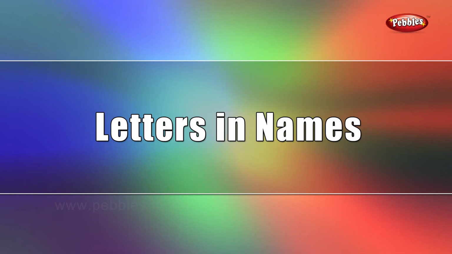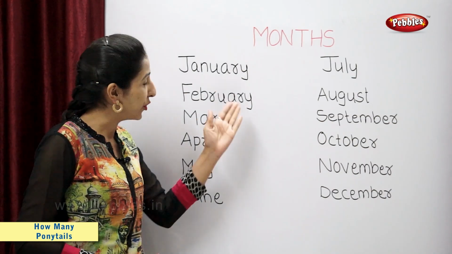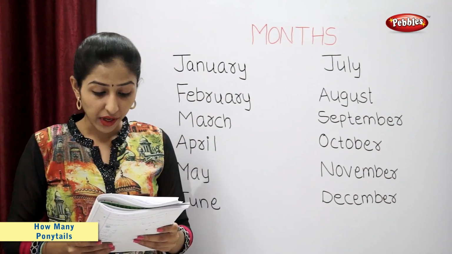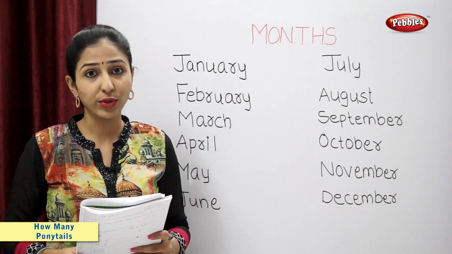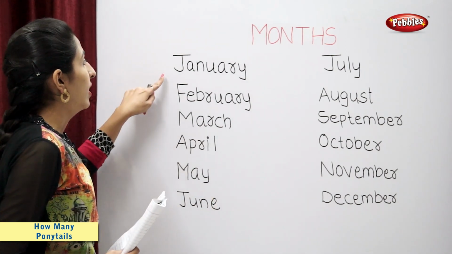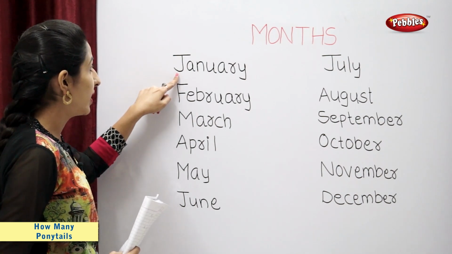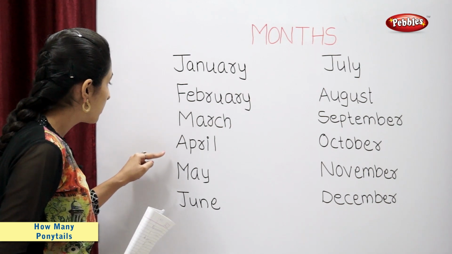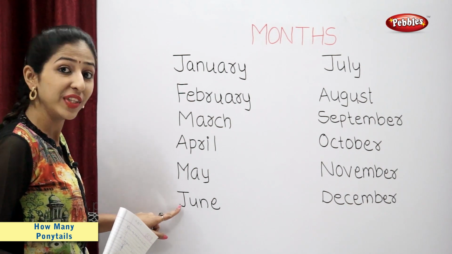Letters in names. Names of the months are written on the board. So, based on this, answer my few questions. Find out how many months start with the same letter. So students, let's find out. Let's take letter J. So January starts with letter J. June. June also starts with letter J.